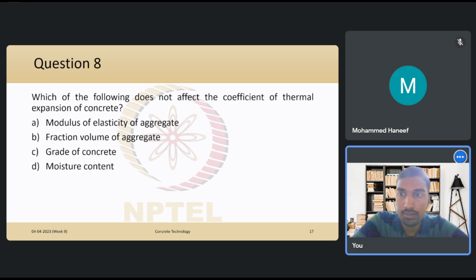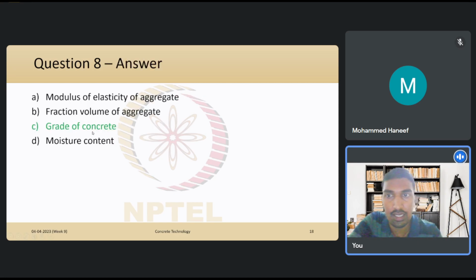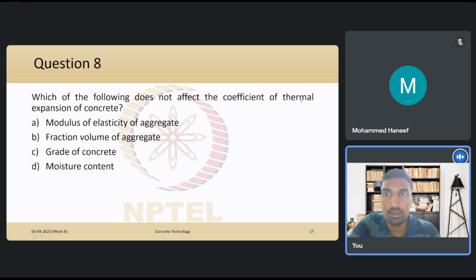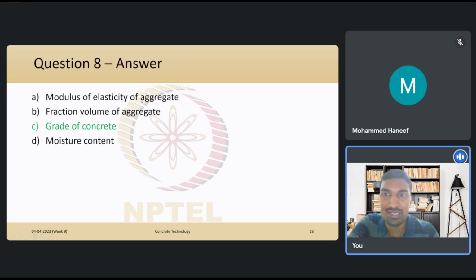Any answer? Okay, we have one vote for option C. The right option is also option C, the grade of concrete. Here we are talking about thermal expansion of concrete, the coefficient of thermal expansion. Again, we are looking at some similar properties. The effect of the modulus of elasticity of aggregate is the same as what we saw for shrinkage and creep.